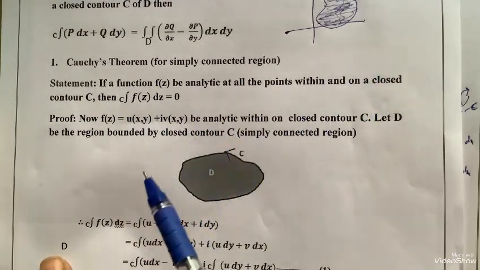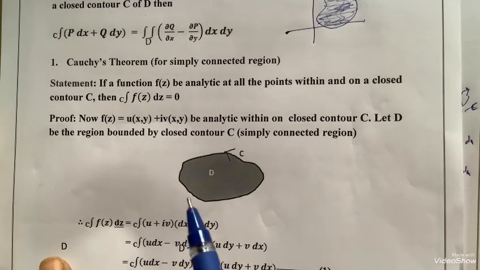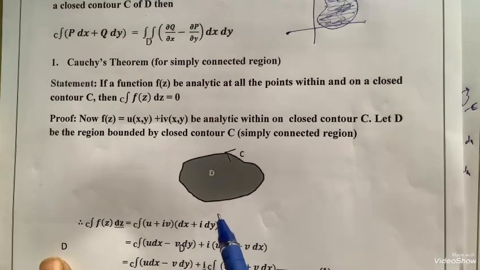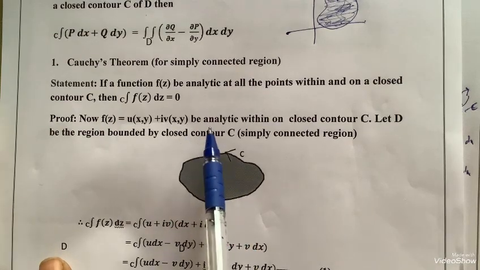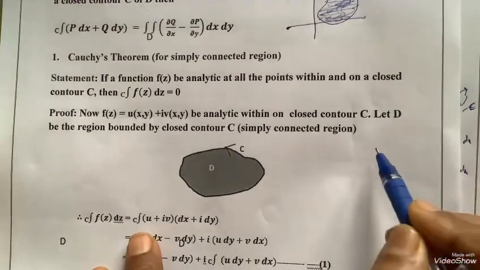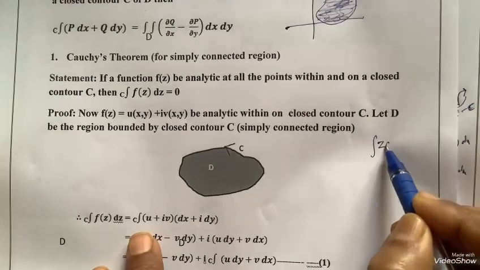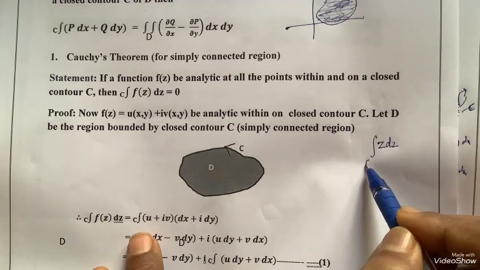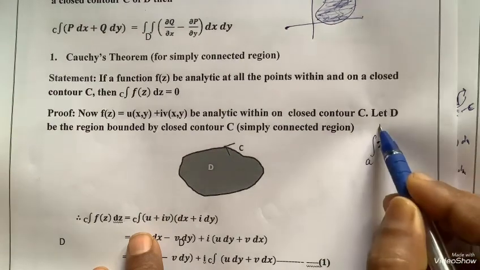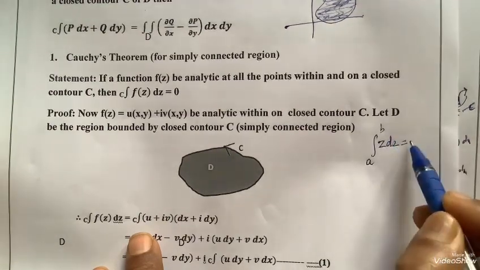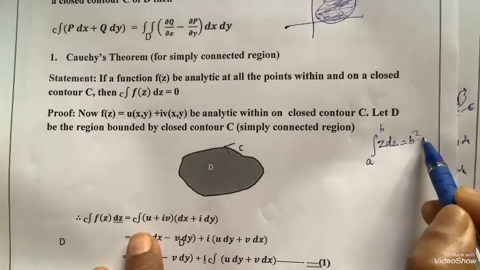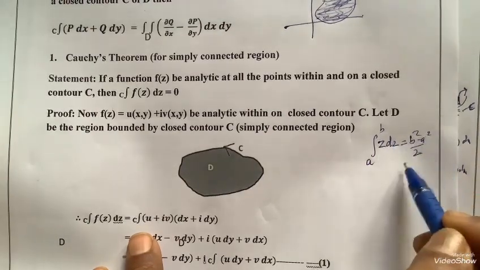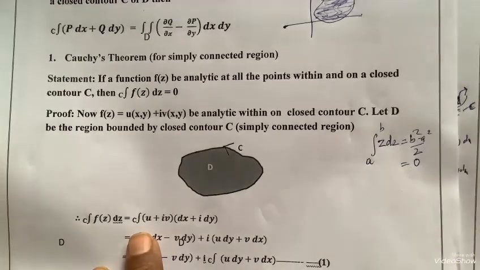Please remember, if the function is analytic at all the points within and on a closed contour C, then integration f z dz over the curve C must be equal to 0. Just I will take one example here, integration of z dz over the closed curve. Closed curve means A must be equal to B. So if I take A equal to B, all of you know that the integration is (B square minus A square) by 2. But if the curve is closed, then B must be equal to A, so the answer becomes 0 here.